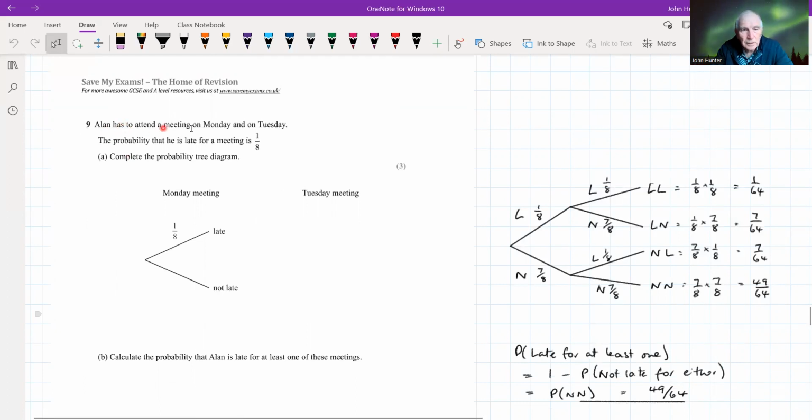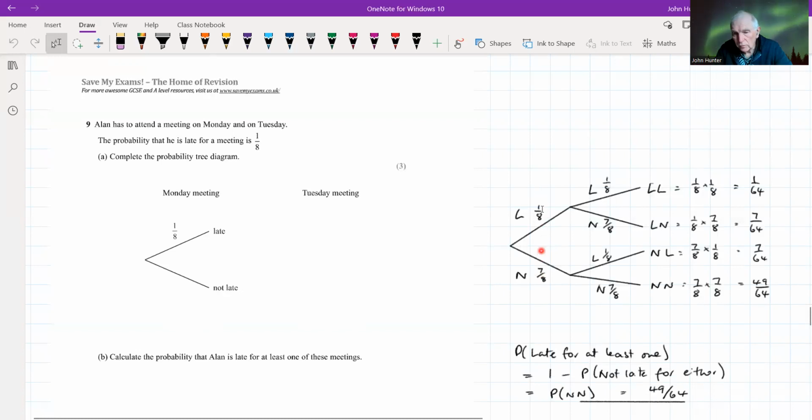Alan has to attend a meeting on Monday and on the Tuesday. The probability he is late for a meeting is 1/8. Not very good, I don't think I want him on my team. Complete the probability tree diagram. Late, not late. Okay, so we're drawing it over here. If the probability of being late is 1/8, then the probability of not being late is 7/8.